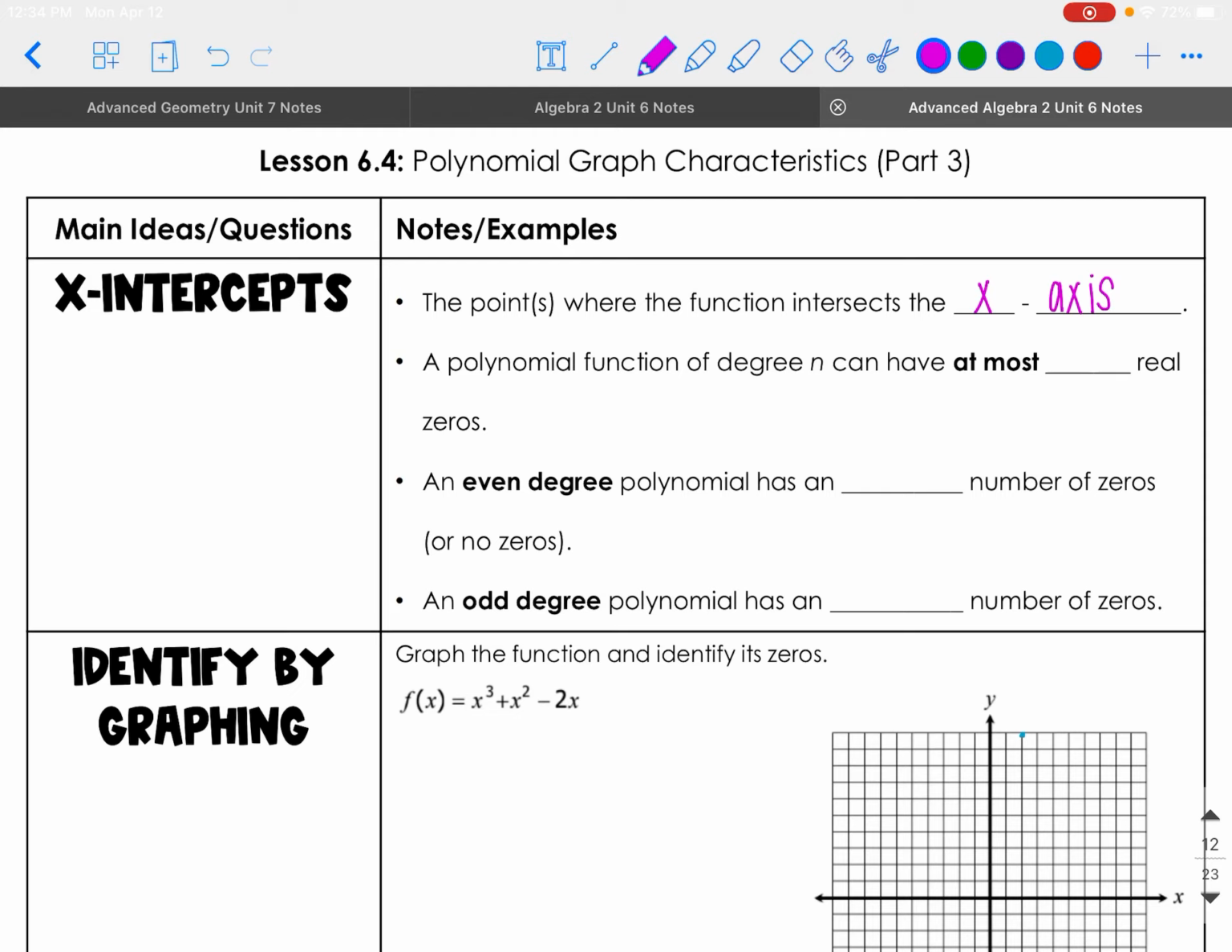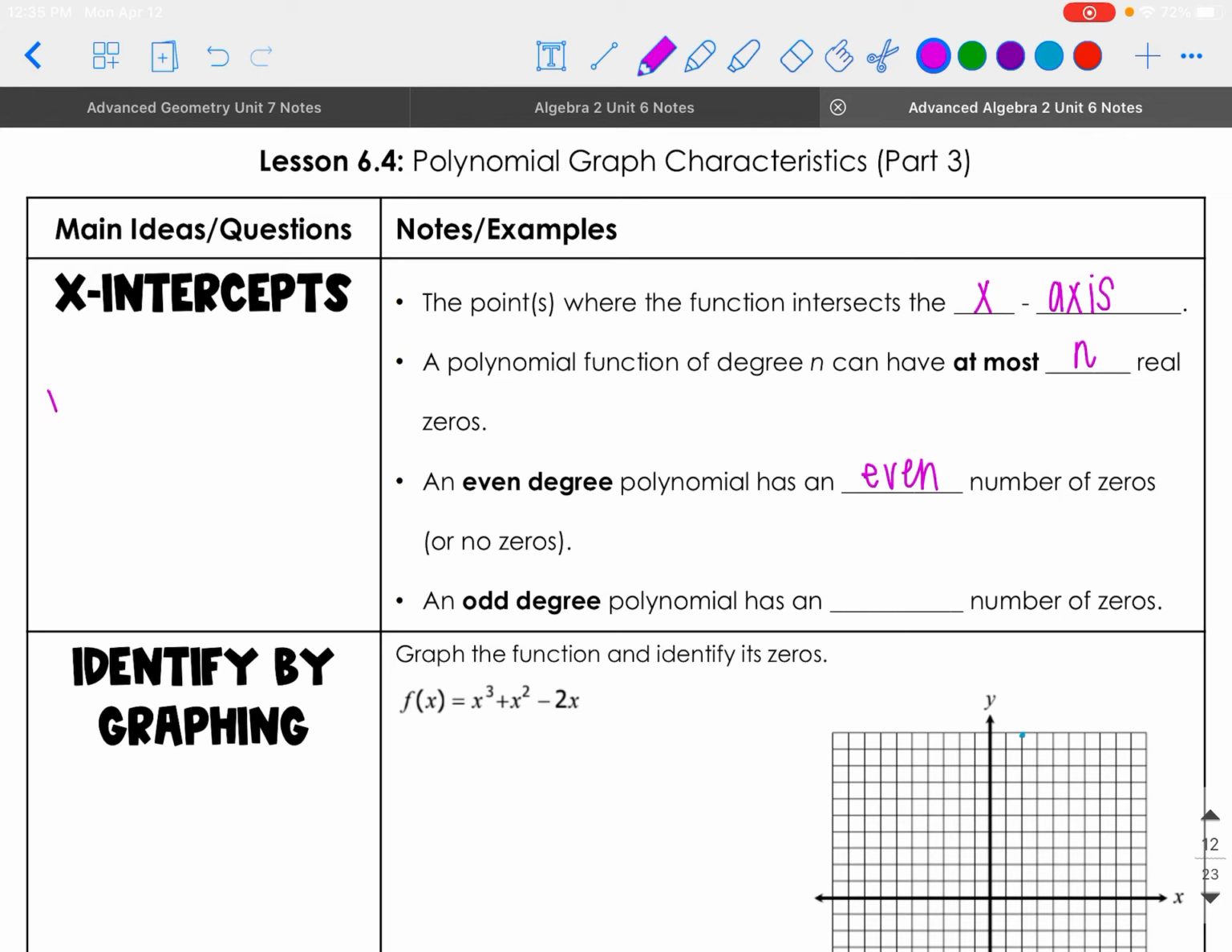A polynomial function of degree n, so just some random number. If the degree is 7, we're talking about 7 here, it can have at most n real zeros. So that means it's going to cross whatever the degree is. If the degree is 4, then it could only have up to 4 x-intercepts. If the degree is 7, it could have up to 7 x-intercepts. But even more specific, if that degree is an even number, then it has to have an even number of zeros, or none at all.